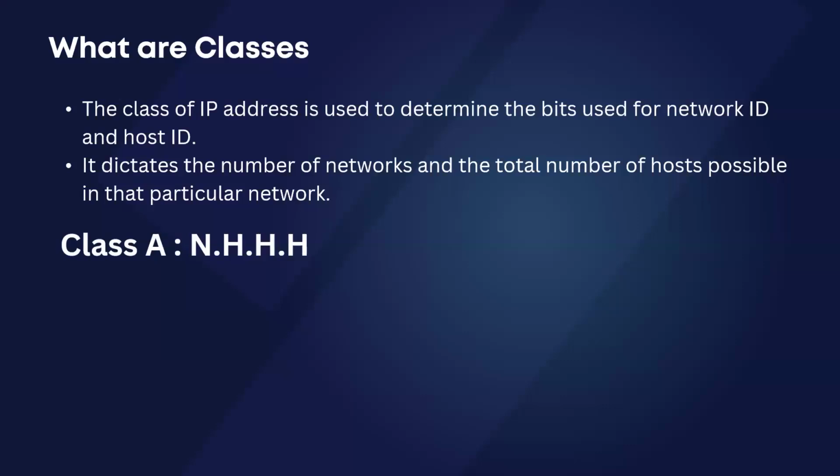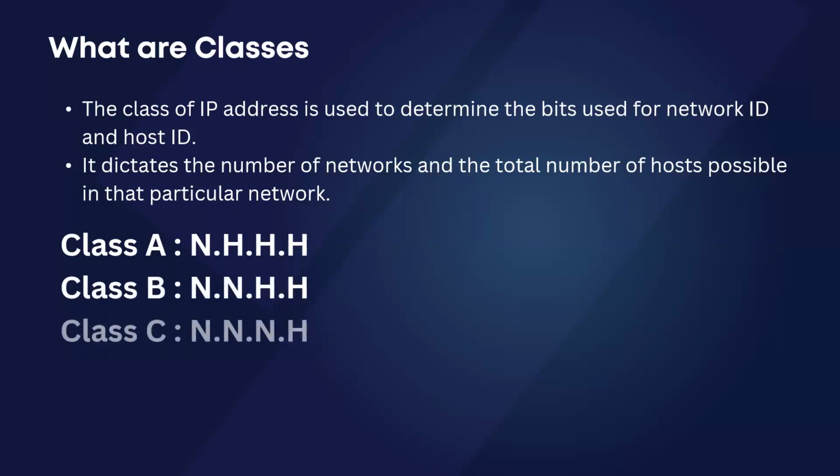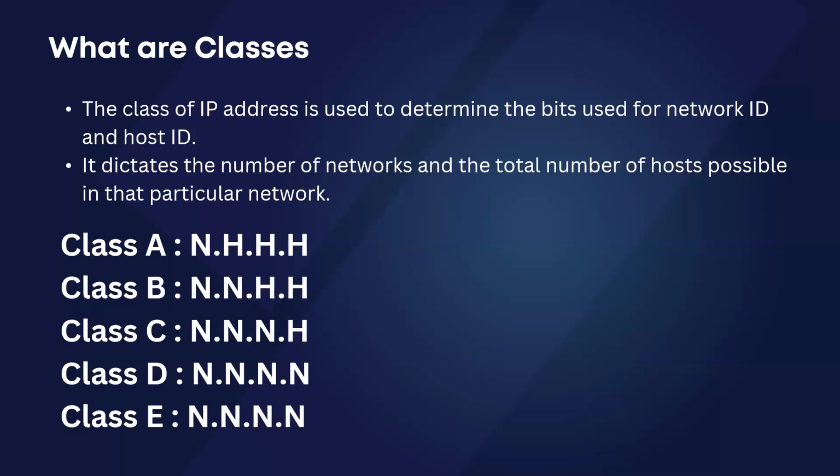Class A has one network portion and 3 host portions. Class B has 2 network portions and 2 host portions. Class C has 3 network portions and 1 host portion. Class D and Class E have all network portions itself. There are no host portions in them. Now, what do I mean by these network and host portions? Let's talk about that.